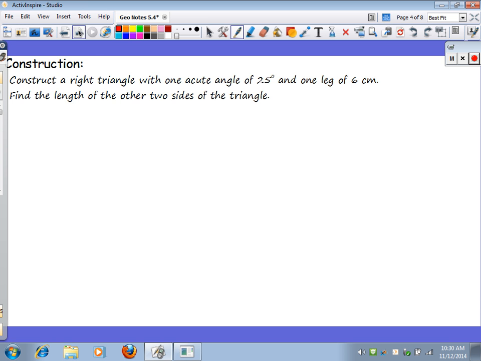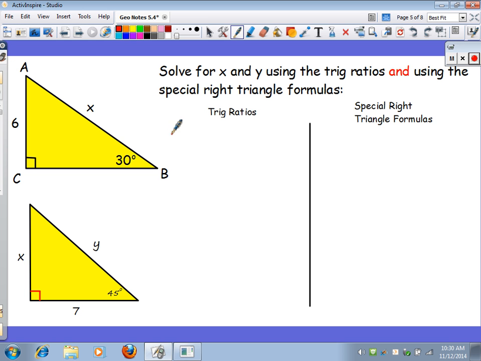All right, we're going to do the construction later. We're not going to do it now. Solve for x and y using trig ratios and the special right triangle formula. Well, we already learned the formula. We learned about a 30, 60, 90 right triangle. So 30, 60, 90. We had two formulas.